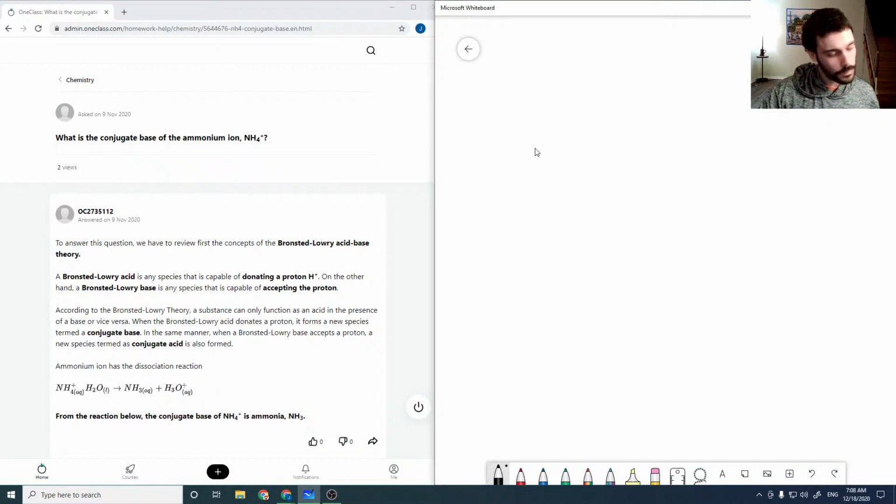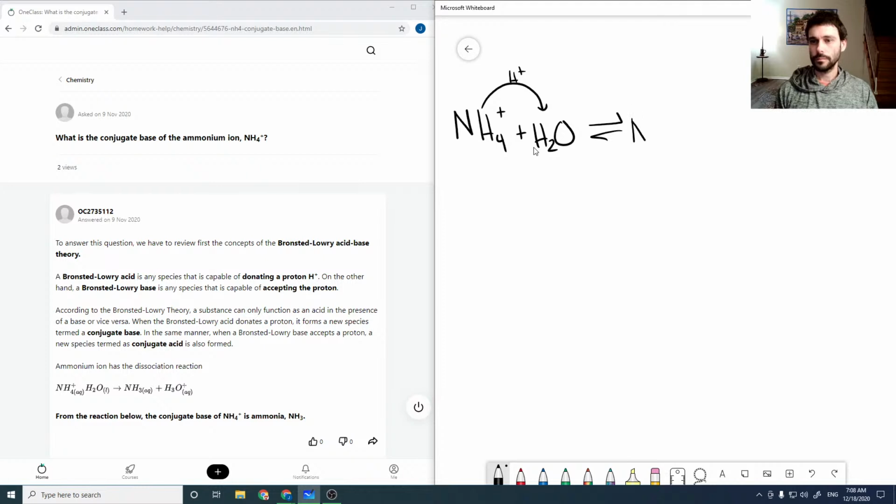Okay. So this one's a quick one. What is the conjugate base of the ammonium ion? So if we look at our acid reaction for NH4 plus, so we react with water and do an H transfer. Oops, went the wrong direction there. Plus H3O plus. And I'm just going to shift this down.